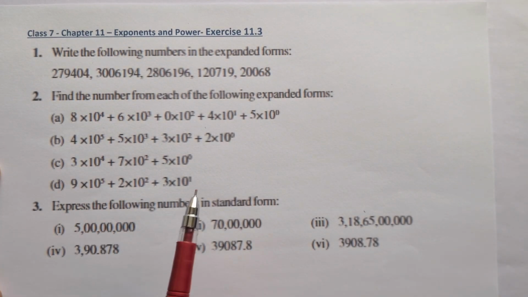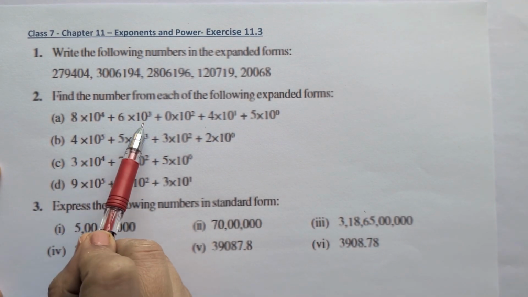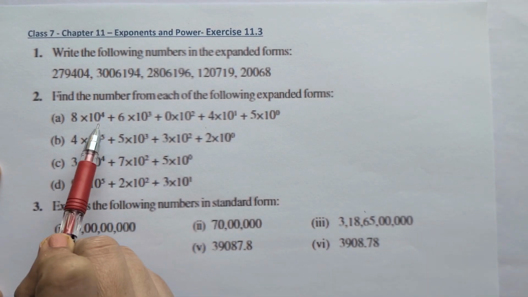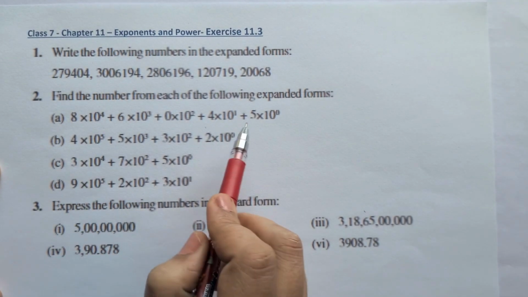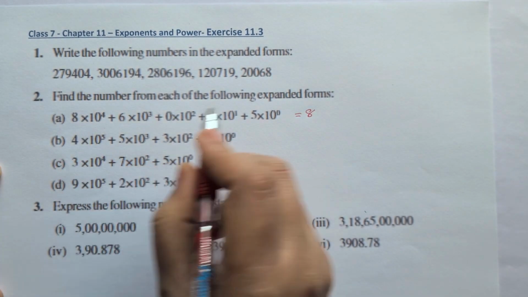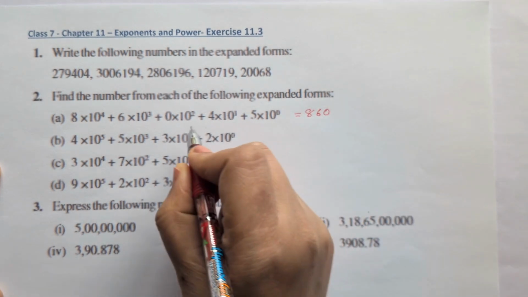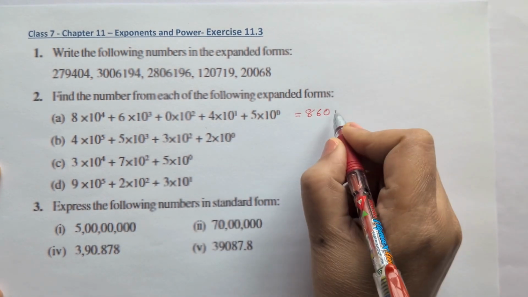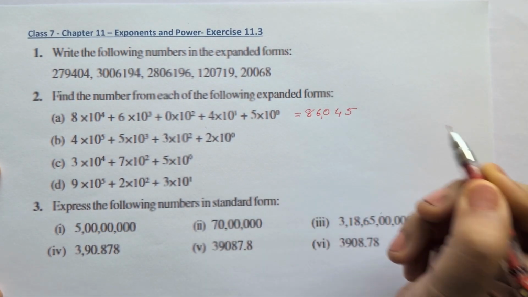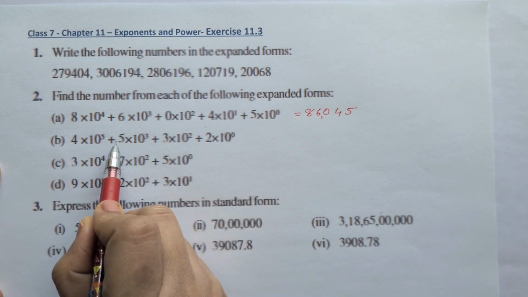Second question, find the number from each of the following expanded forms. Here we can see 10 raised to 4, 10 cube, 10 square, 10 raised to 1, 10 raised to 0 in descending order from 4 to 0. So all the digits are given. So we can write that as 8 in 10 raised to 4, 10,000 place. Here 6 in 1000 place, 0 in hundreds place, 4 in tens place and 5 in unit place. So the number is 6,045.